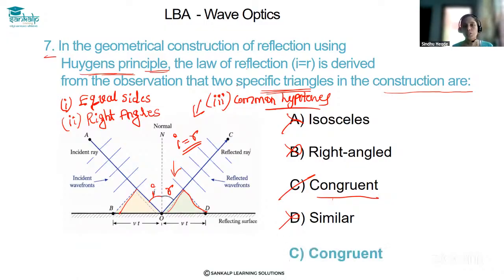From the observation, the two specific triangles in the constructions are congruent triangles. So option C is the correct answer.